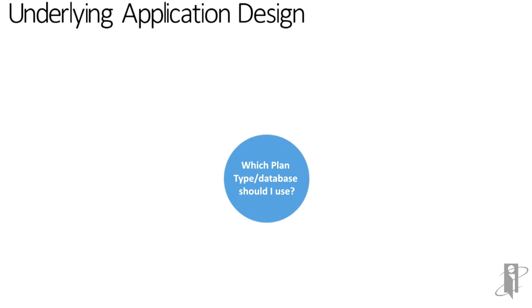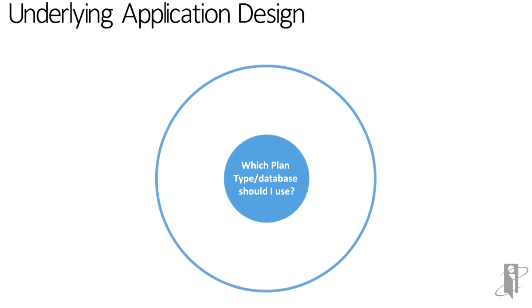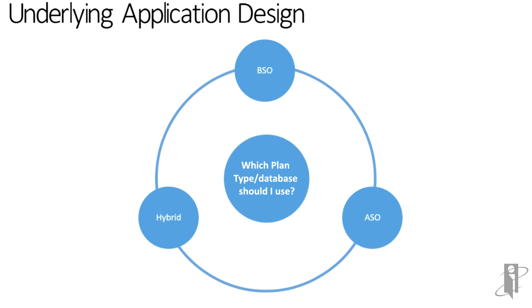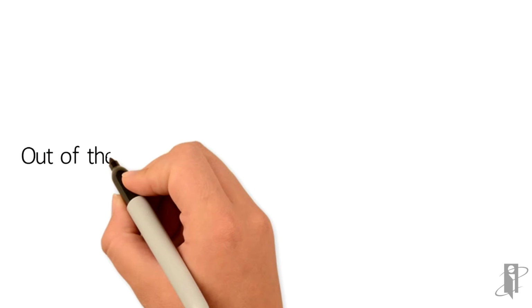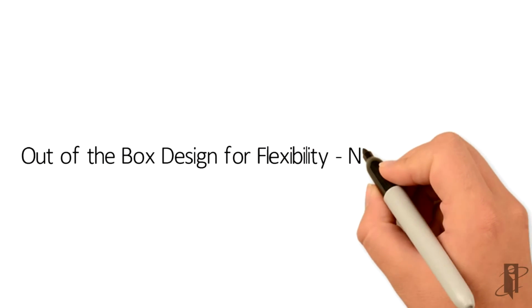We also want to look at your underlying application design. There have been a lot of changes with these recent versions and how you're using the underlying plan types, whether it's a BSO plan type, which is what we've historically done, ASO plan type, or the new hybrid aggregation cube. And so we'll talk about which plan types we can be using and the pros and cons of each of those. Out-of-the-box design for flexibility.